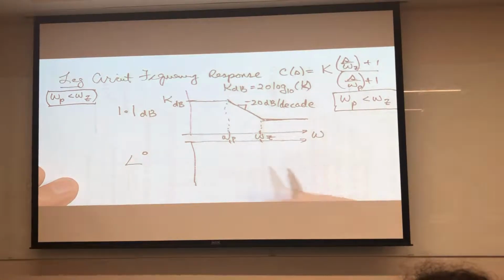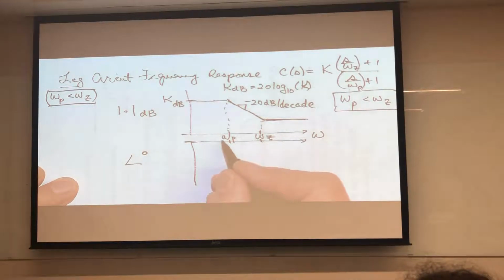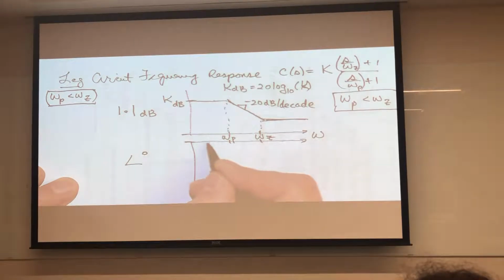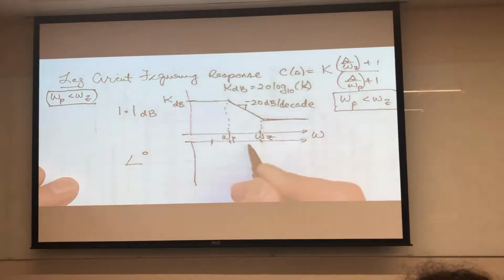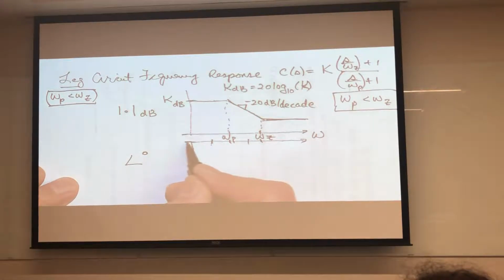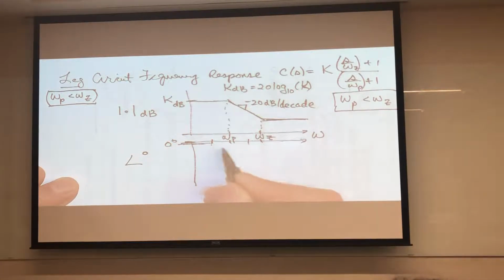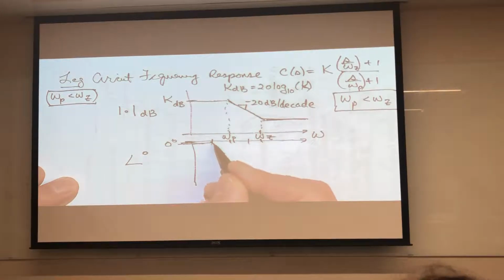Now, if we take a look at the response here in the phase plot, we know that there are additional corners. There's a corner a decade below omega p and a corner a decade above. And so what that means is that the phase is going to initially be at 0 degrees, and then it's going to start coming in, and then it's going to start going down like so.